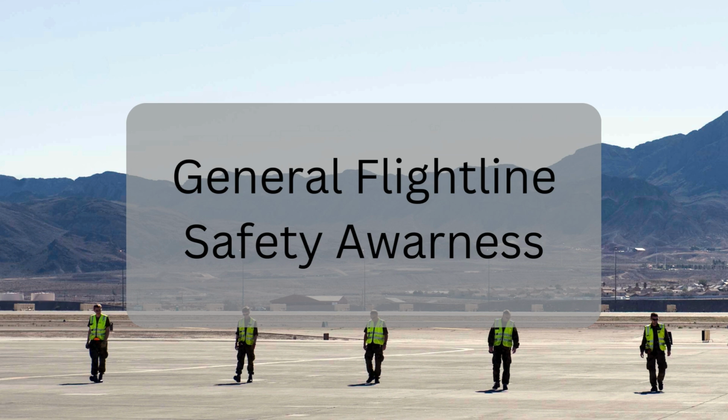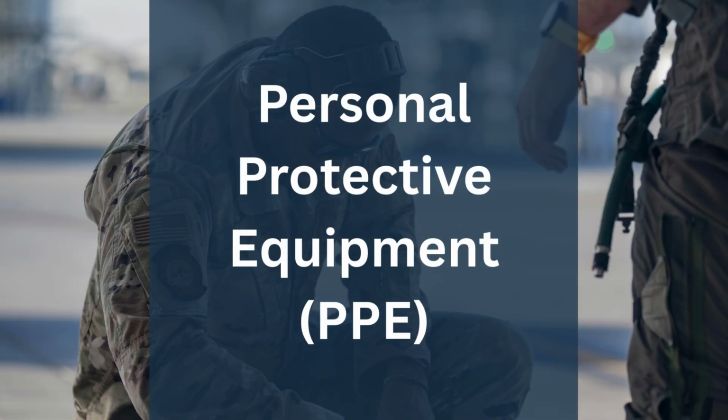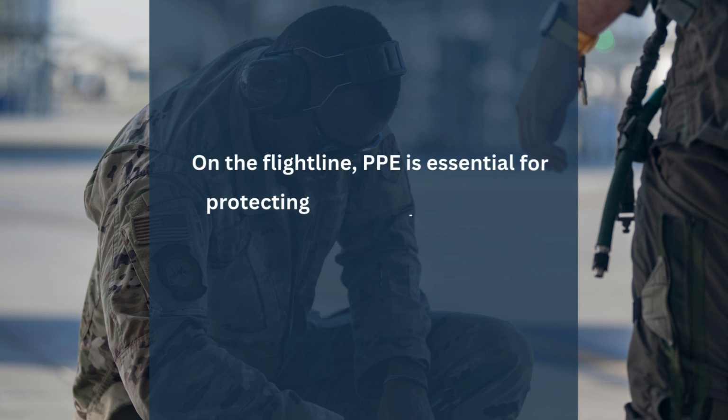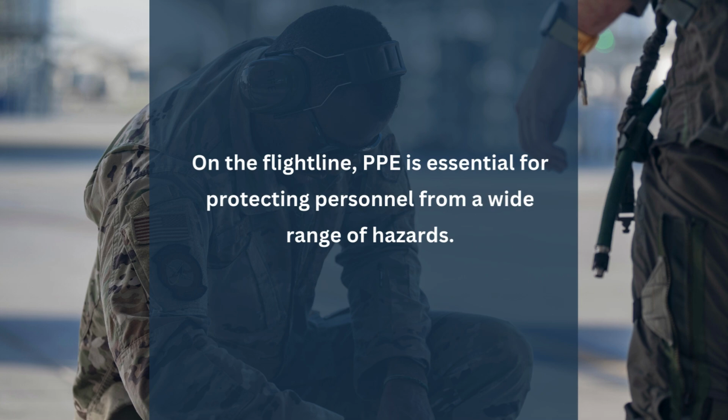Let's explore the principles of general Flightline safety awareness, the everyday practices, behaviors, and precautions that help protect personnel, equipment, and aircraft from harm. First, let's cover personal protective equipment, or PPE. On the Flightline, PPE is essential for protecting personnel from a wide range of hazards. Each item plays a critical role in keeping workers safe in this high-risk environment.